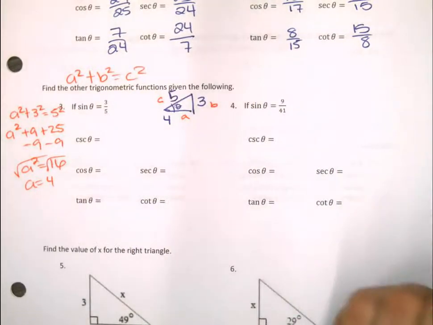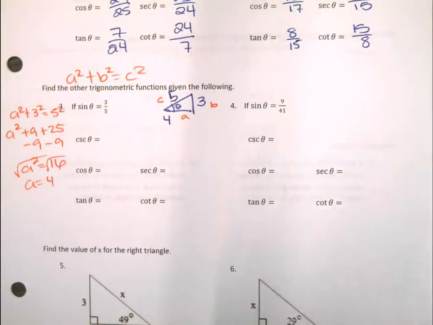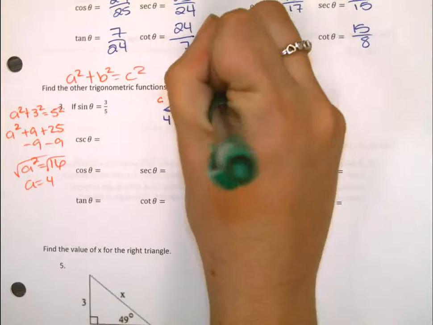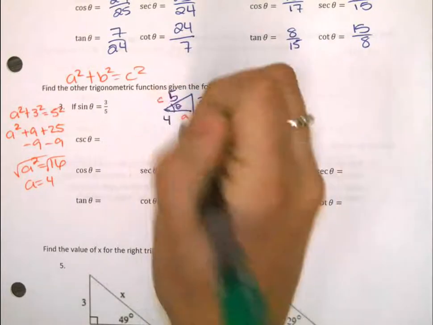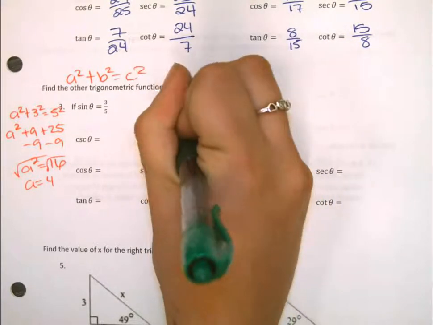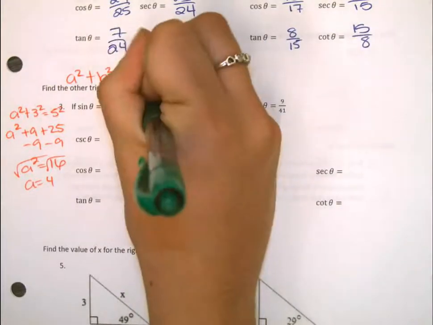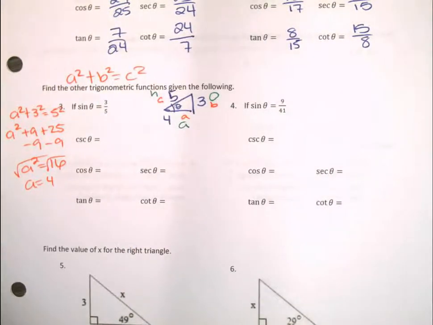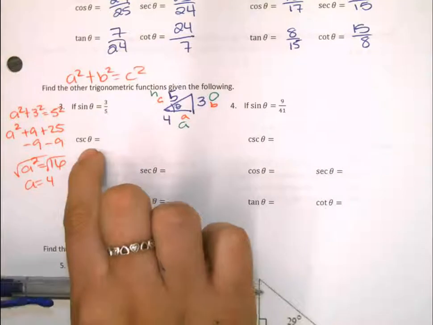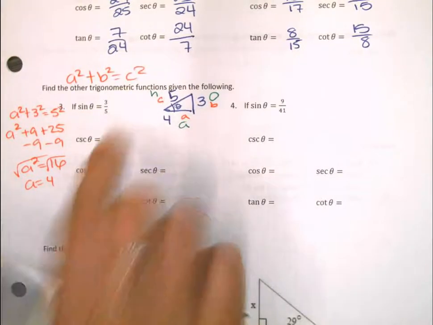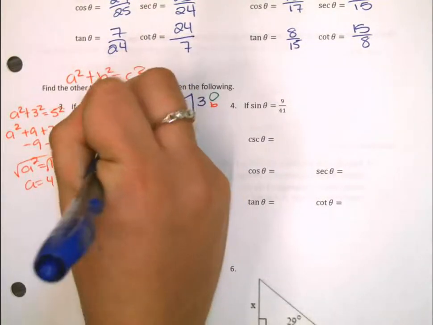Now that I have my triangle, I have it labeled but not labeled. So I want to go ahead and label my opposite, which is 3. Adjacent, which is 4. And hypotenuse, which is 5. Now I can go and fill in my values. Cosecant is always the opposite of sine, so I'm going to flip the fraction. It's going to become 5 over 3.